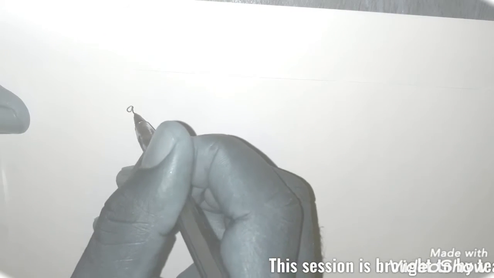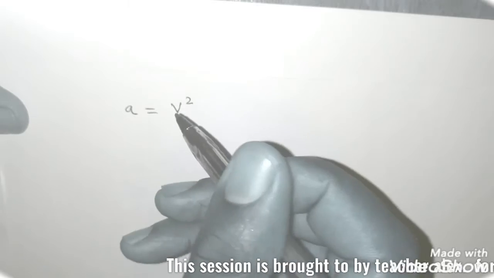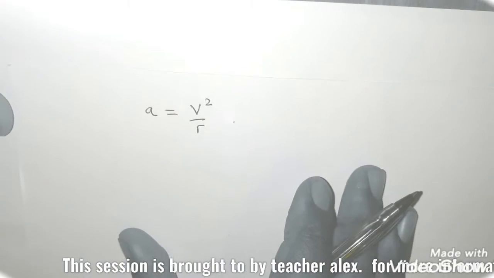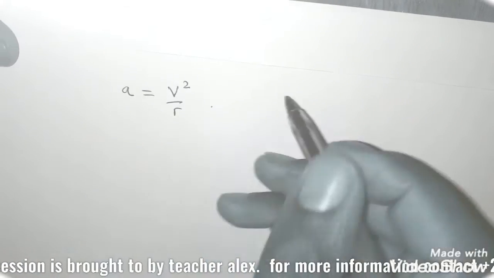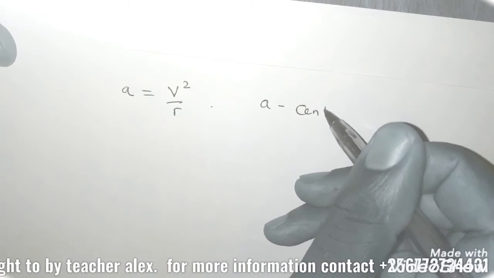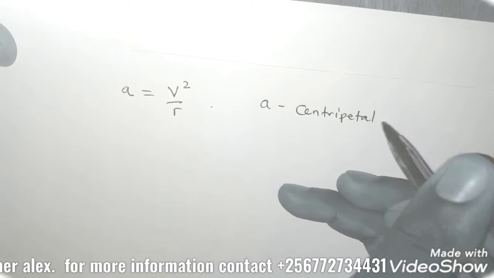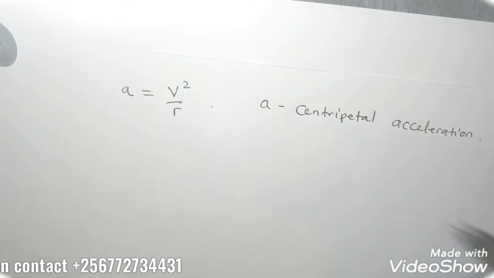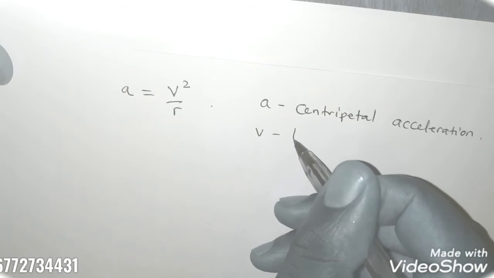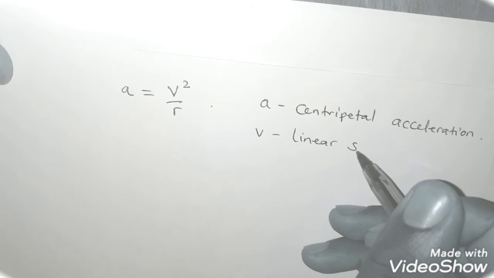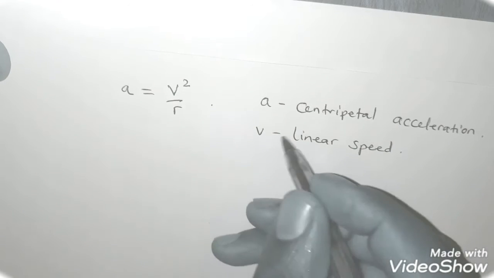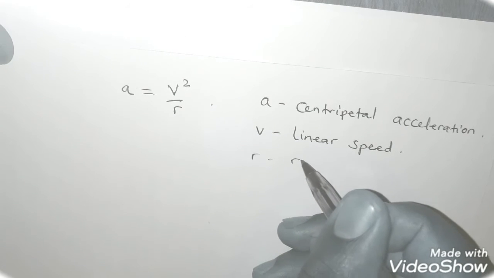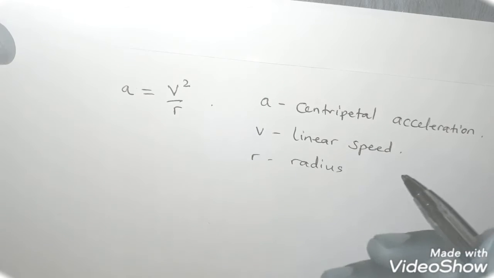Now in this session we are going to show that the centripetal acceleration A is equal to v squared over r, where A is the centripetal acceleration, v is the linear speed, and r is the radius of our circular path.